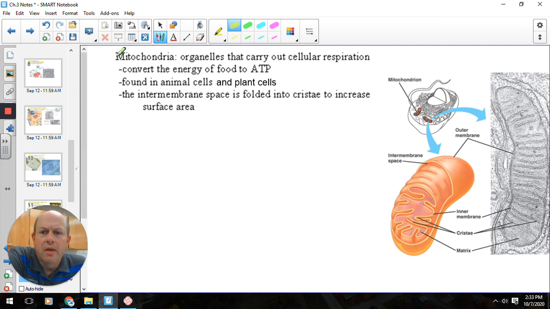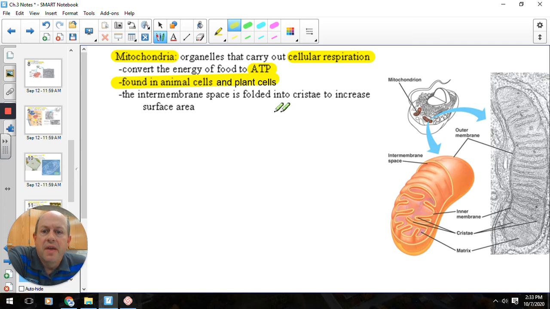The mitochondria, this is what makes ATP, and the process it does that through is cellular respiration. So it's found in plant and animal cells. Sometimes we don't think of plant cells needing cellular respiration or ATP, but they do, and so they have mitochondria to do that. Kind of looks like a little jelly bean, and so that is the mitochondria, kind of thought of as the powerhouse of the cell.